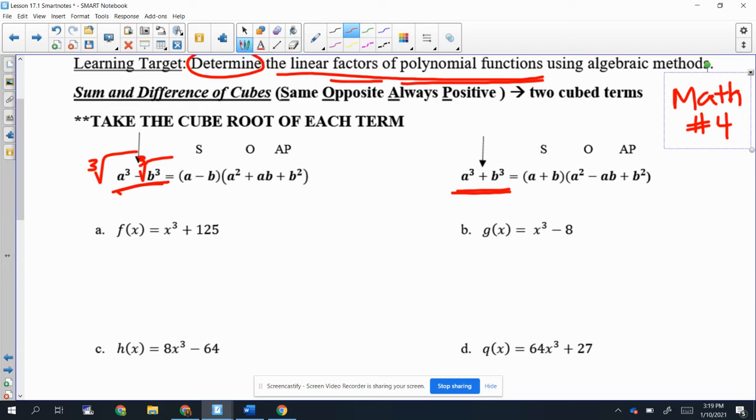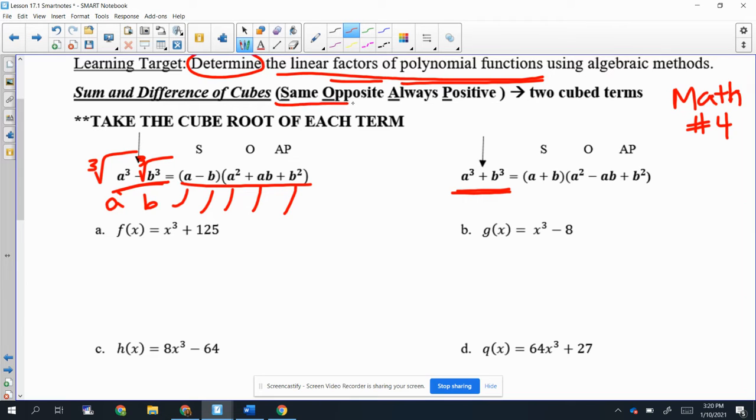Okay, so you're going to take the cube root. So cube root of a cubed would be a, cube root of b cubed would be b. And then you're going to plug into basically this form every time. Okay, and so you have just your a and just your b. Then you have your a value squared, your b value squared, and then your a times your b. Okay, so that's how you're going to fill in each of those.